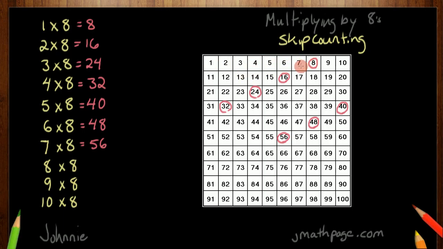1, 2, 3, 4, 5, 6, 7. Let's count out. 1, 2, 3, 4, 5, 6, 7, 8.